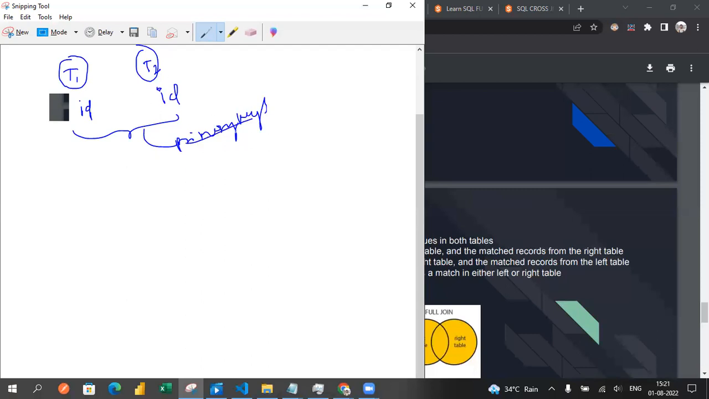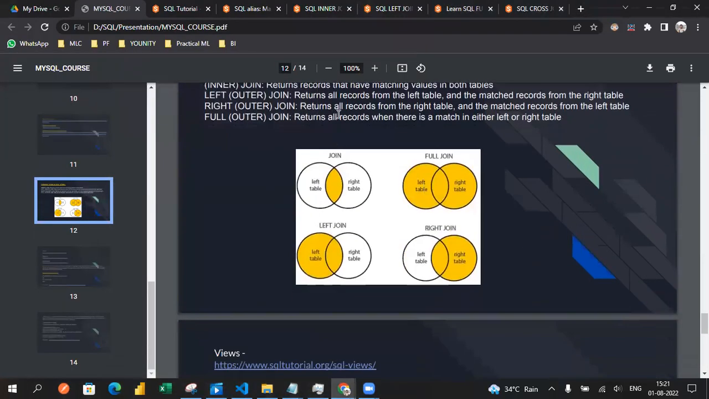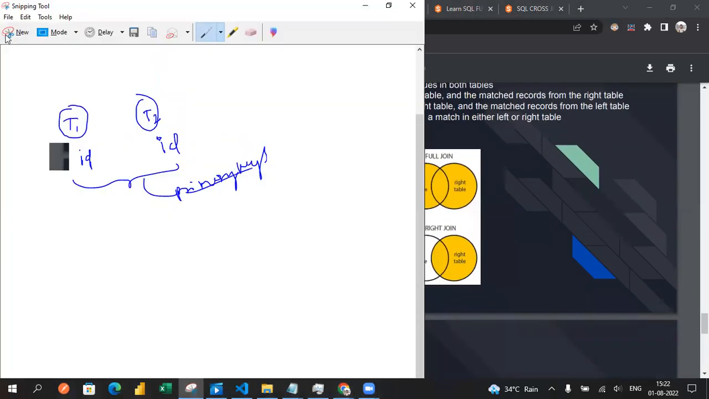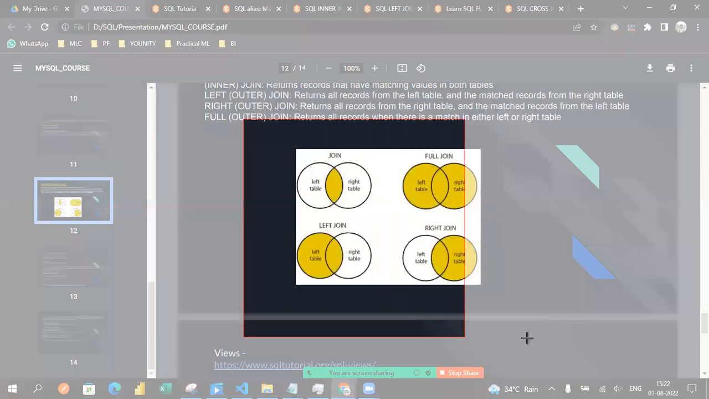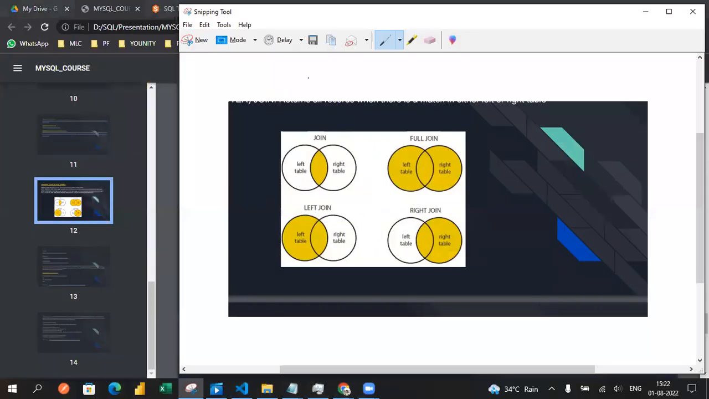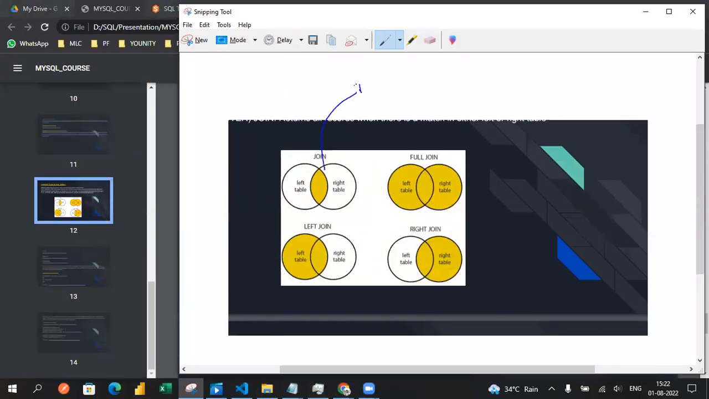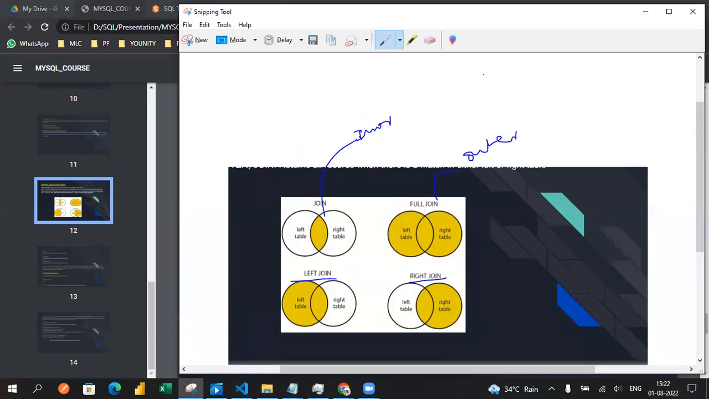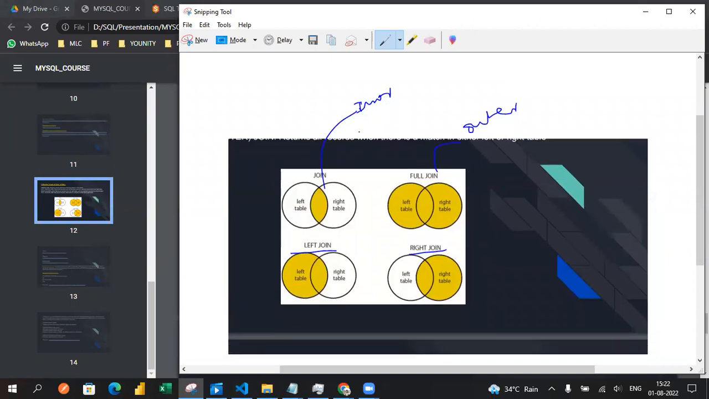So we have different joins. Let me take this diagram. One is the inner join, another is the outer join or full join, as you can also call it, and then there are left join and right join. So what will happen in the inner join? If you are already aware of some of the sets from your 11th and 12th grade, this is very straightforward.